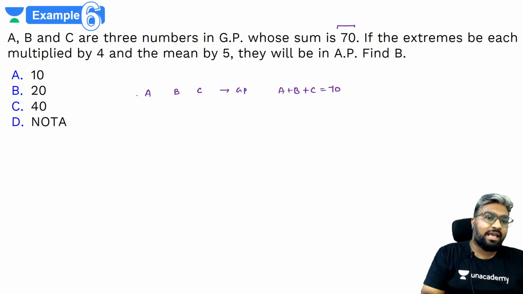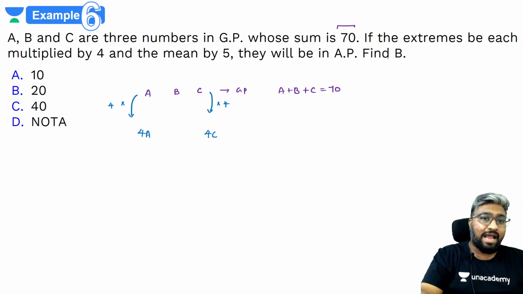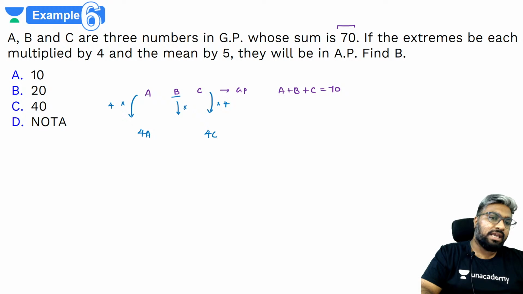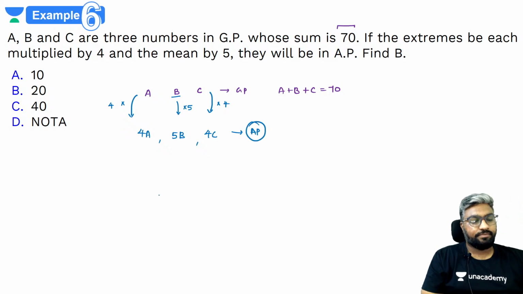यहाँ पे एक्सट्रीम क्या है? ये एक्सट्रीम है, ये एक्सट्रीम है. एक्सट्रीम को 4 से मल्टीप्लाई करो, गिविंग यू व्हाट? 4A, 4C, एंड द मीन कौन है? ये बीच का टर्म मीन होता है ना, ये 5 से मल्टीप्लाई हो रहा है, 5B. दिस इज इन AP, अरिथमेटिक प्रोग्रेशन में. ठीक है, हमें क्या ढूंढना है? B का वैल्यू ढूंढना है. हाउ मच इज B?